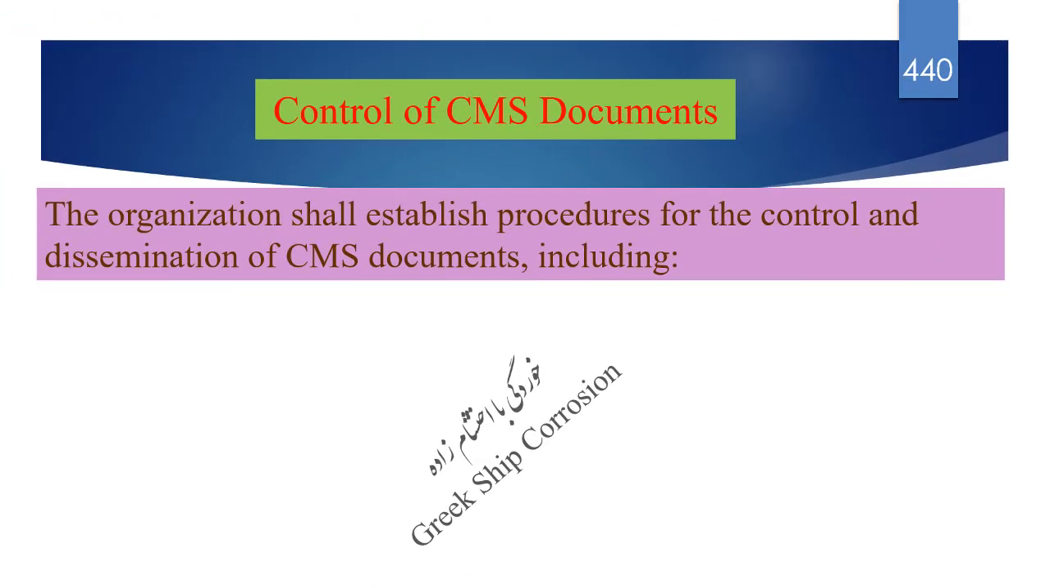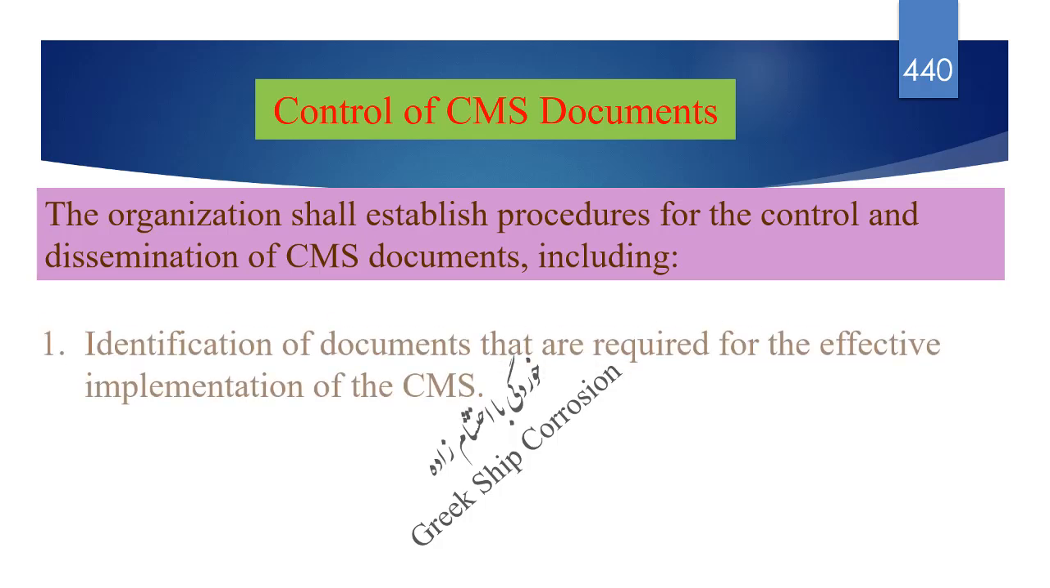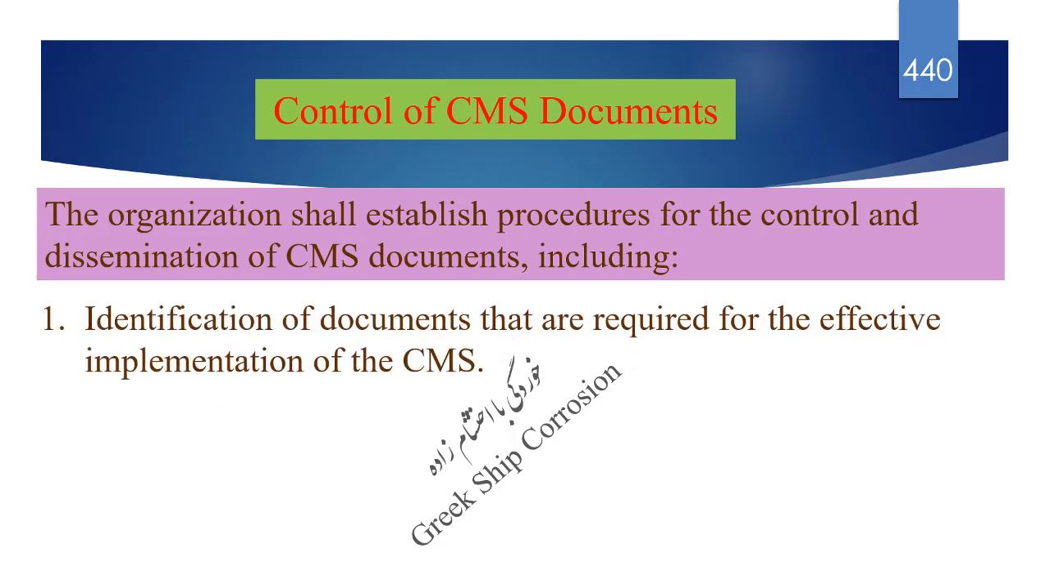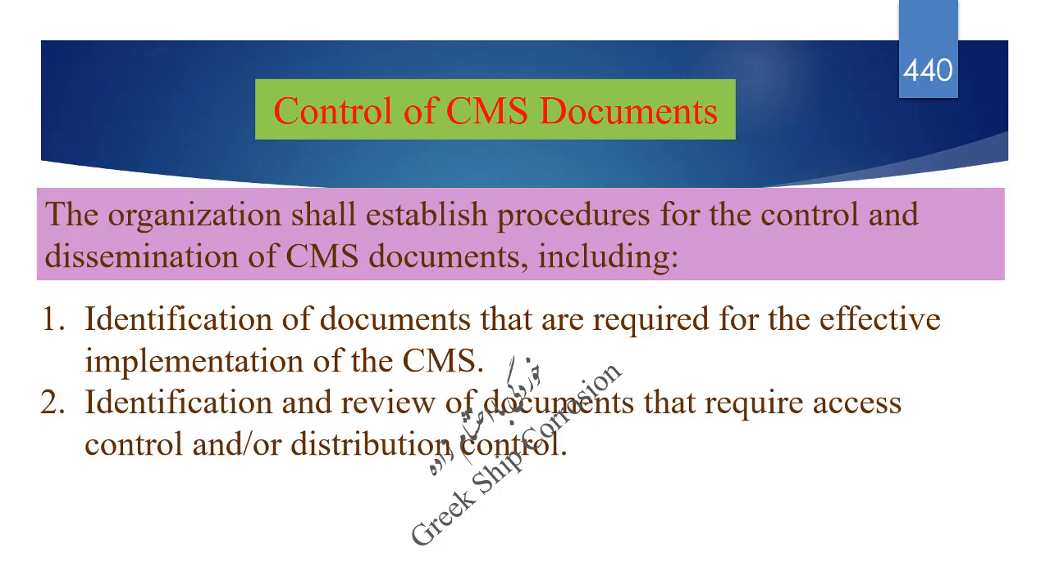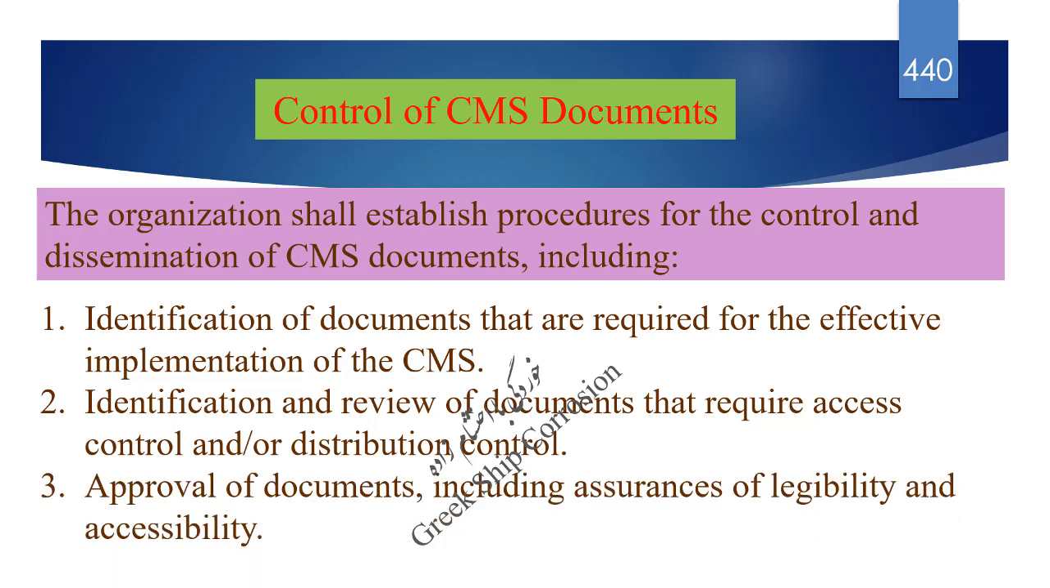The organization shall establish procedures for the control and dissemination of CMS documents, including 1. Identification of documents that are required for the effective implementation of the CMS. 2. Identification and review of documents that require access control and/or distribution control. 3. Approval of documents including assurances of legibility and accessibility.